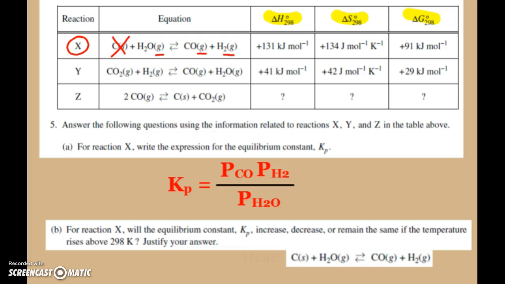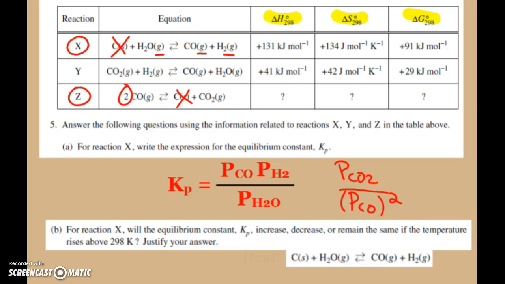If they had said reaction Z, again, carbon wouldn't be in it, and it would be the pressure of carbon dioxide over the pressure of carbon monoxide, but we'd have to square it because of the coefficient of 2. So just in case, you see the pressures are treated just like concentrations in brackets. You've got to raise them to the power of the coefficient in the reaction.